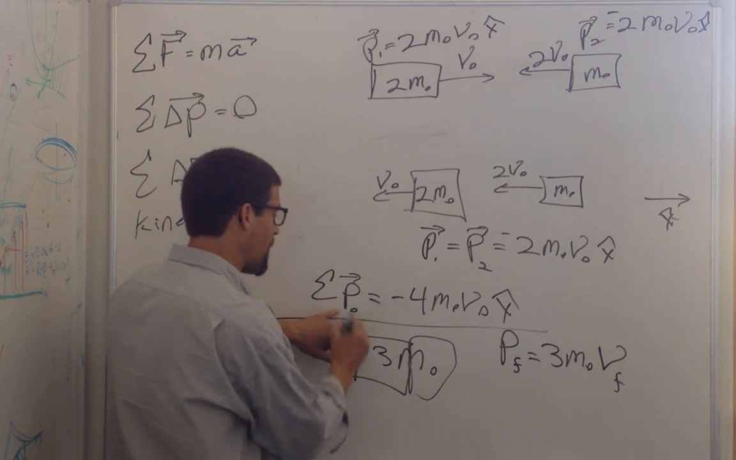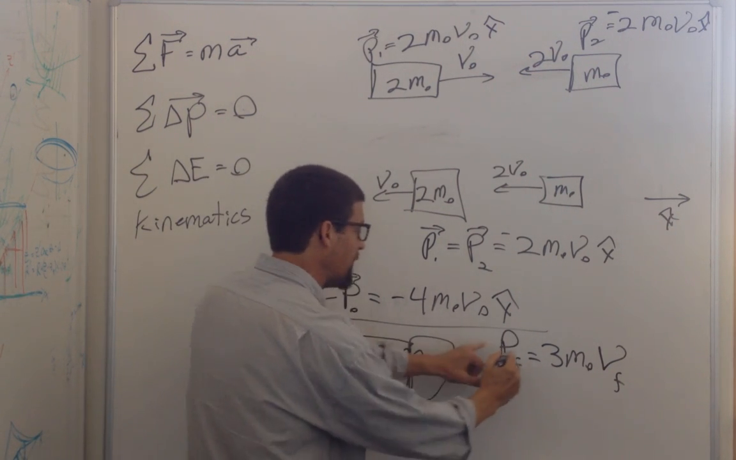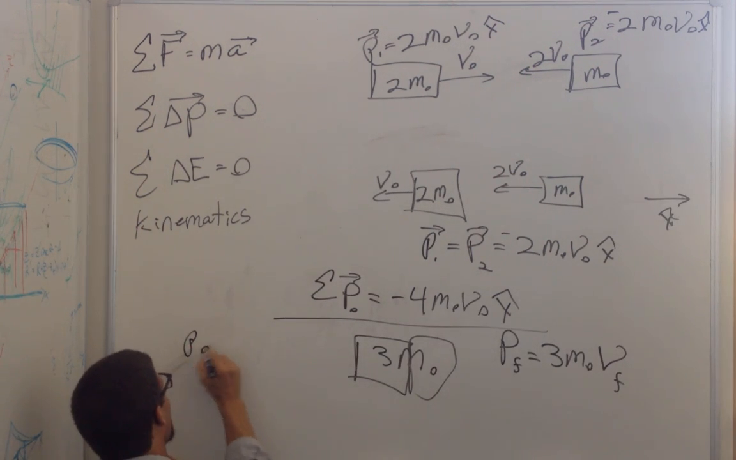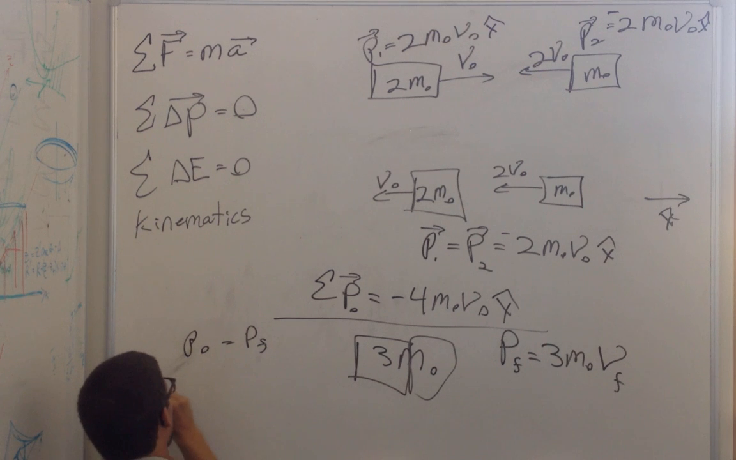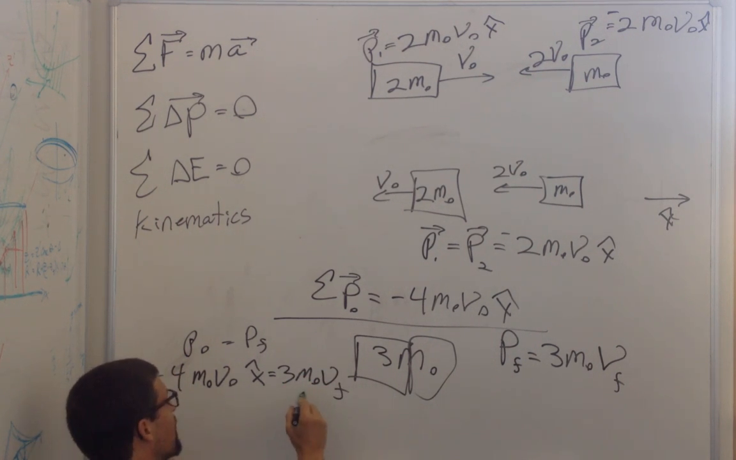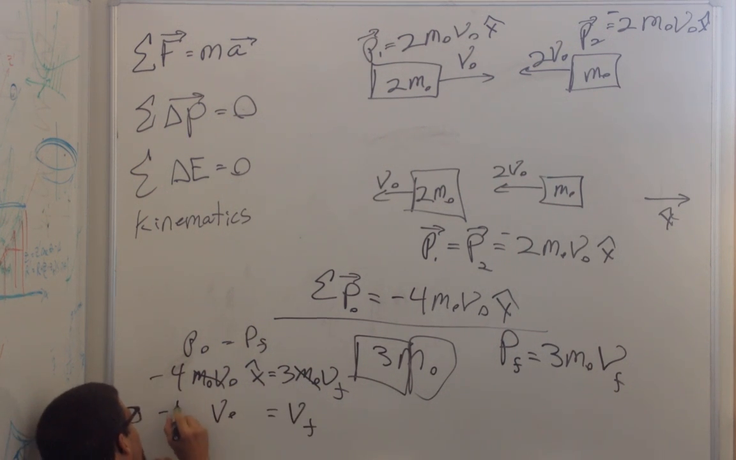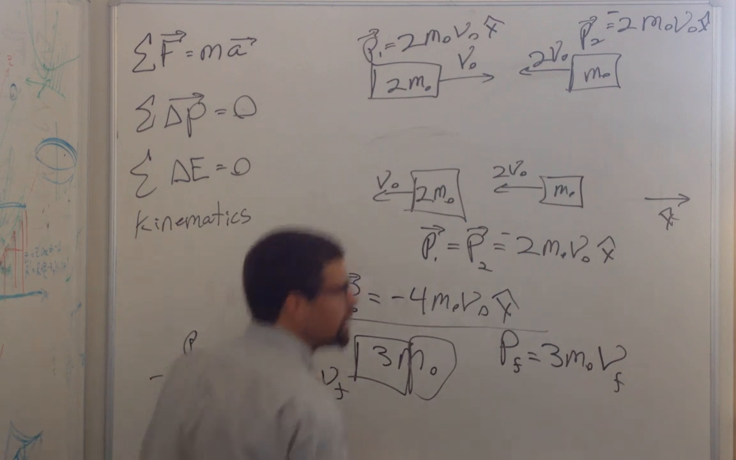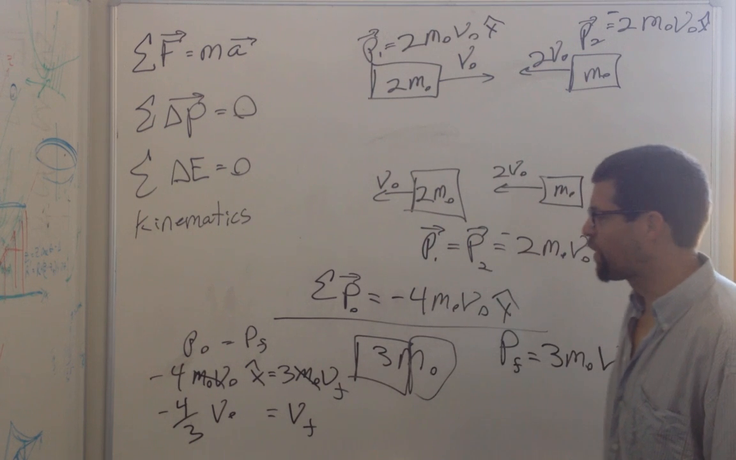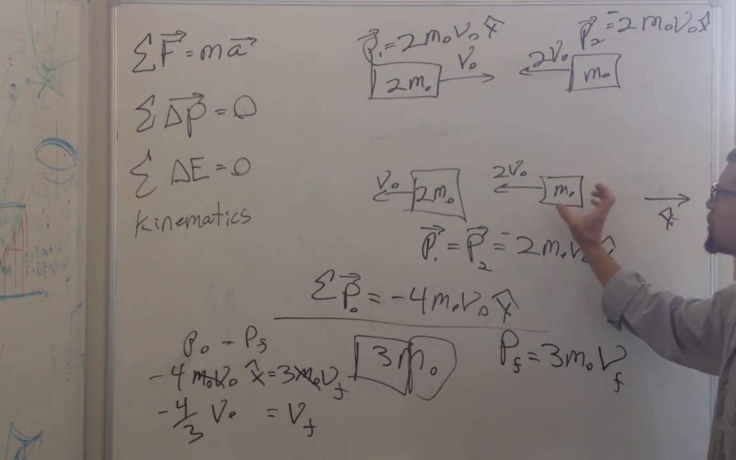I know that this momentum in the beginning must be equal to this momentum at the end. So we set them equal to each other. P naught is equal to P final, or negative 4 m naught V naught in the x direction is equal to 3 m naught V final. And we can see masses cancel, it's just a ratio thing. V final is equal to negative 4/3 V naught.